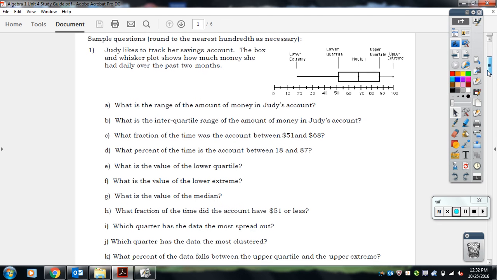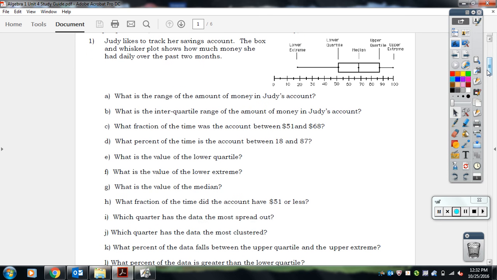The first question talks about box and whisker plots. They spoon-fed you with this question because they even labeled the lower extreme, the lower quartile, the median, the upper quartile, the upper extreme. A says, what is the range? Your range is 100 minus, looks like, 17. So let's say that's 83. Make sure you find the range of the box and whisker plot, not the range of the line.